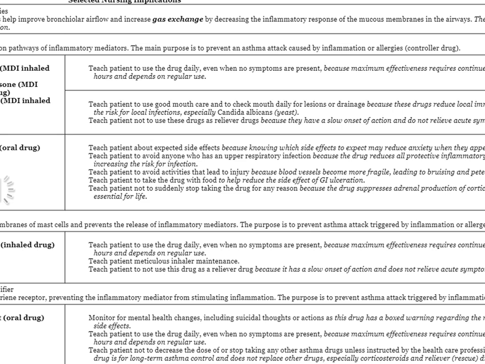The leukotriene modifiers, the main drug in this class is your Singulair, blocks the leukotriene receptor, preventing inflammation, both useful in COPD and asthma. Teach patients, same thing here, this is a daily drug, even when symptoms are not present, maximum effect comes from daily use.